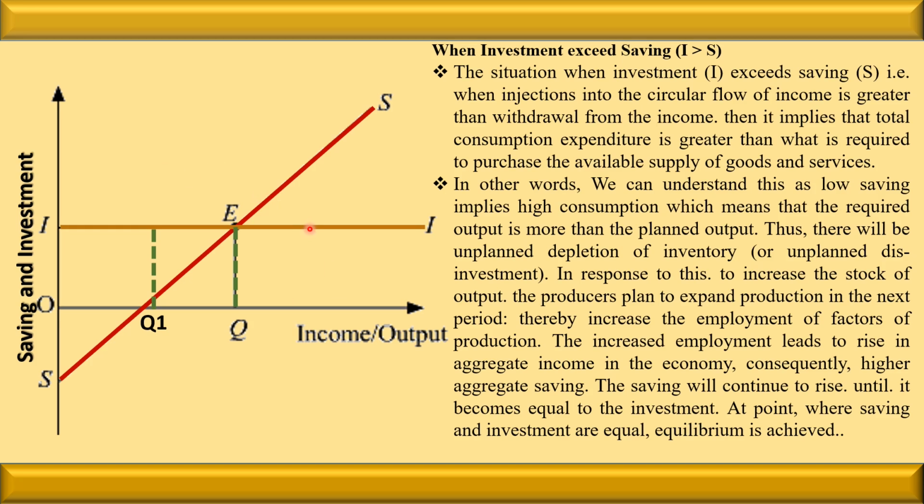When the factor services are hired, the employment will increase and lead to a rise in the aggregate income in the economy. Consequently, with the increase in income, what will happen? When the income increases, the saving will automatically increase, because the saving totally depends upon income. So saving will continue to rise until it becomes equal to investment. At the point where saving and investment become equal, the equilibrium point will be restored. So here we have seen what will happen when the investment exceeds saving.